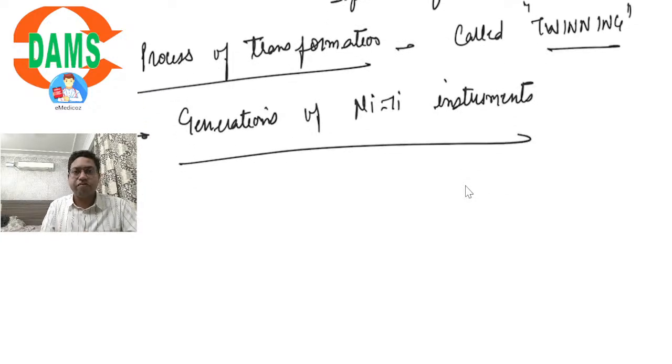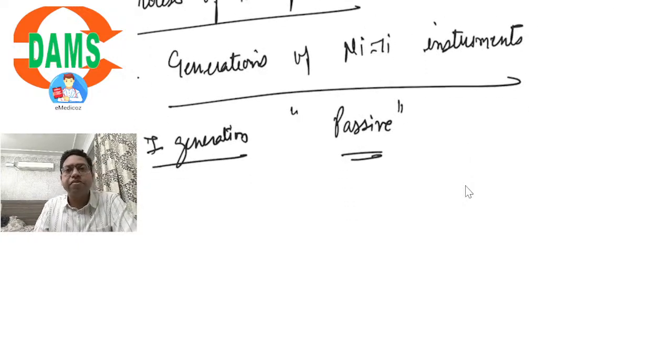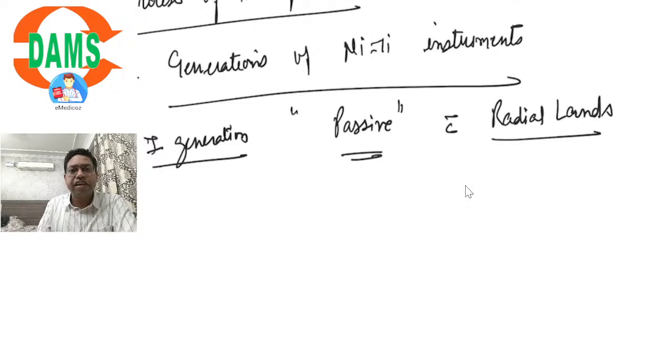Generations of nickel titanium instruments. Basically, the same type of alloy is used to make the different nickel titanium instruments, but they are divided into generations. The first generation are called passive instruments. Passive nickel titanium instruments. In their design, there was a feature called radial lands. These are passive nickel titanium instruments with radial lands.